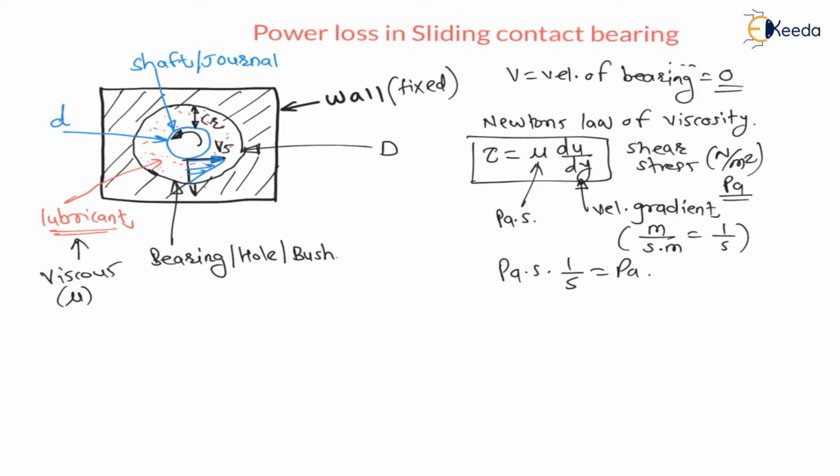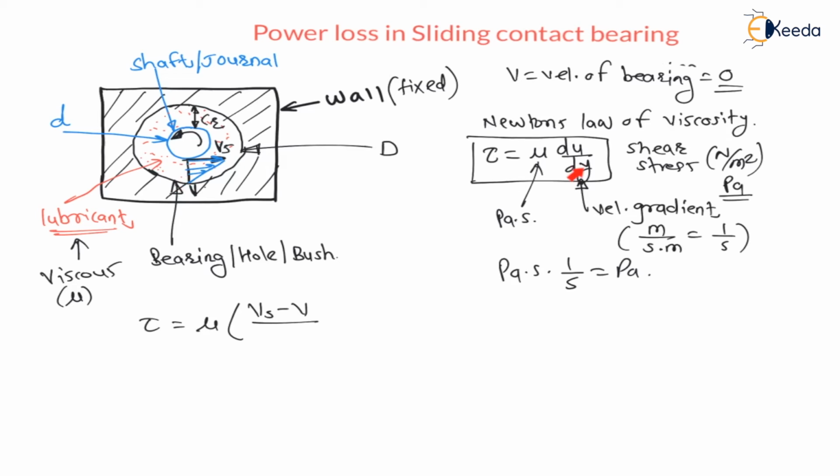Therefore let us find the values. Tau is nothing but mu, and du is nothing but the change in velocity, which is the velocity of the shaft minus the velocity of the bearing, divided by dy, which is nothing but the distance between shaft and bearing.